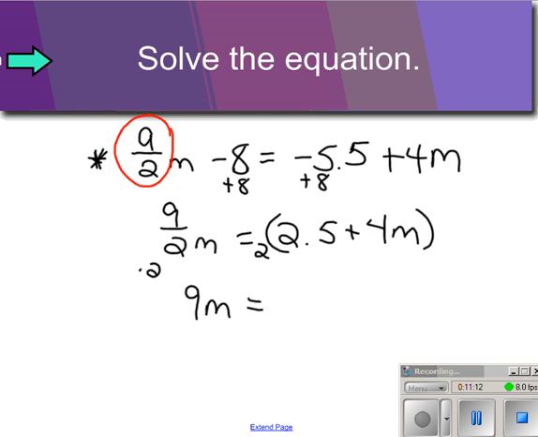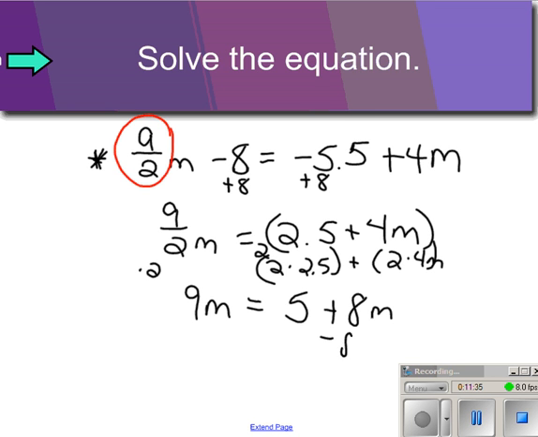Now, by doing this, I'm doing the distributive property. I'm going to take 2 times 2.5, and I'm going to add it to 2 times 4m. 2 times 2.5 is 5. 2 times 4m is 8m. I now have a problem that I can work with. And so I can subtract 8m from each side, and I get m equals 5. The other way would have worked the same. I would have just had 1/2 m. So one of the ways you can do this is by reversing the operation there.